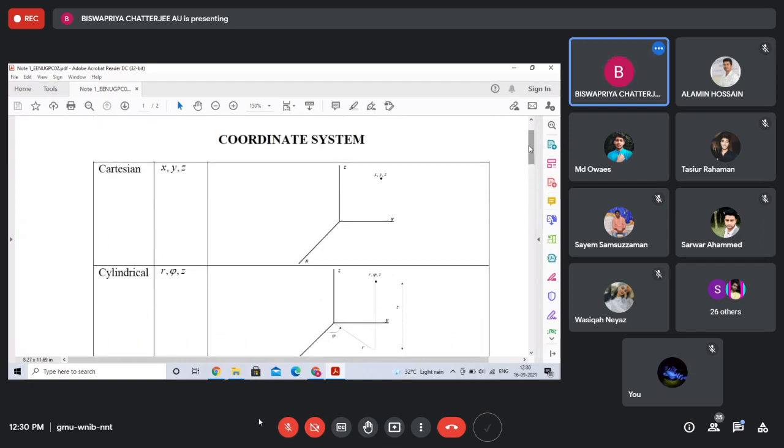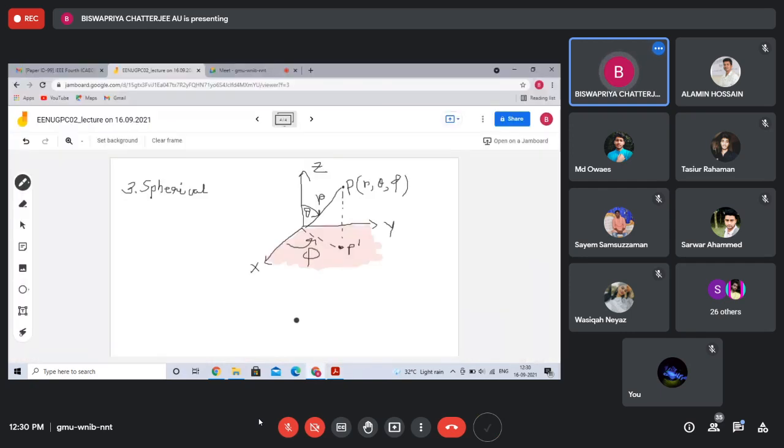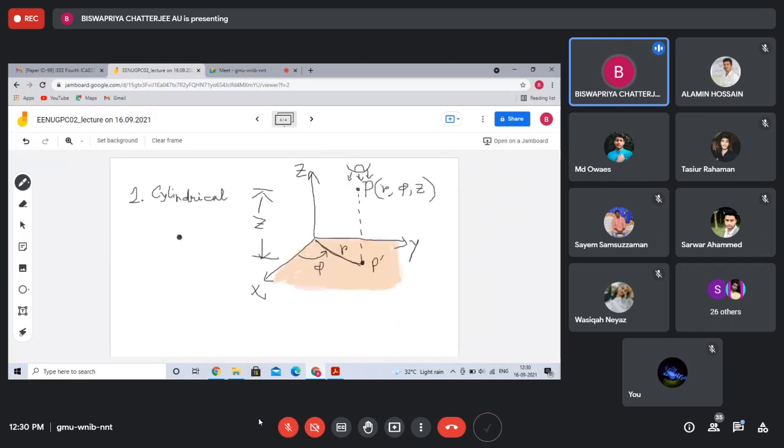Now we can quickly do some mathematics. Let us say you have cylindrical. Can you tell me what x equals in terms of r and phi? It's very easy. Quickly. R cos phi. Very good. X equals r cos phi because it is the adjacent component.